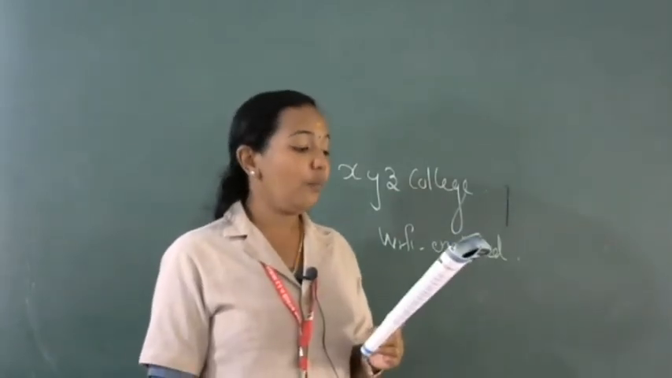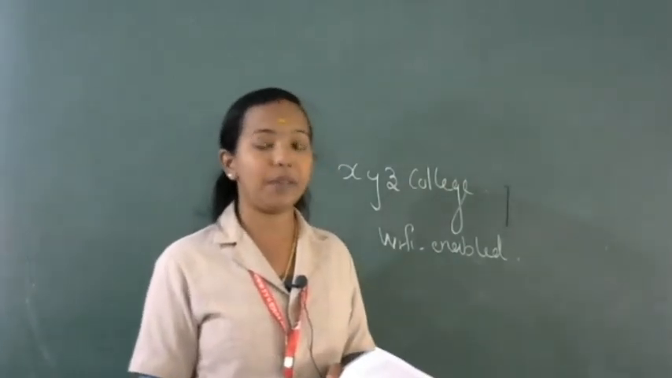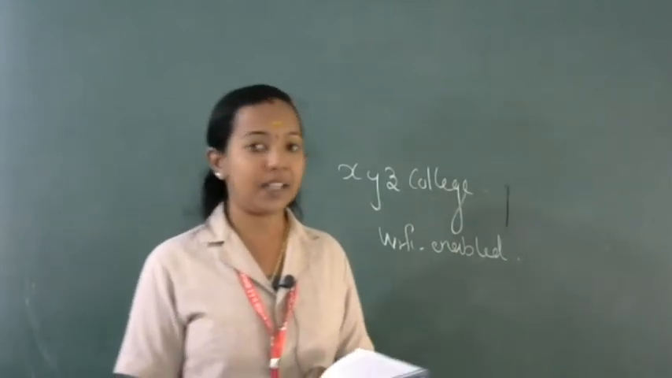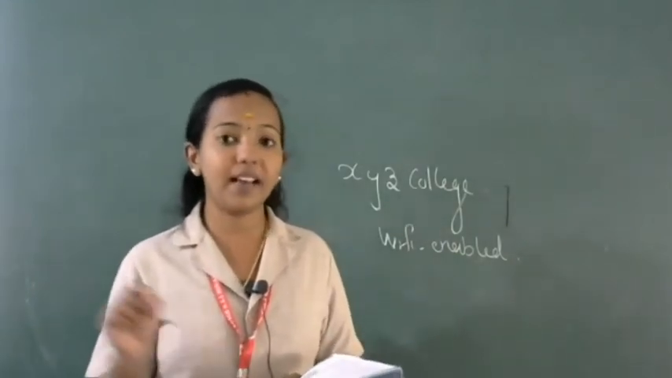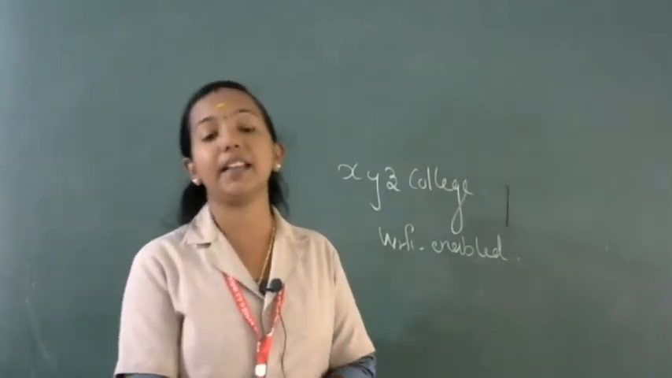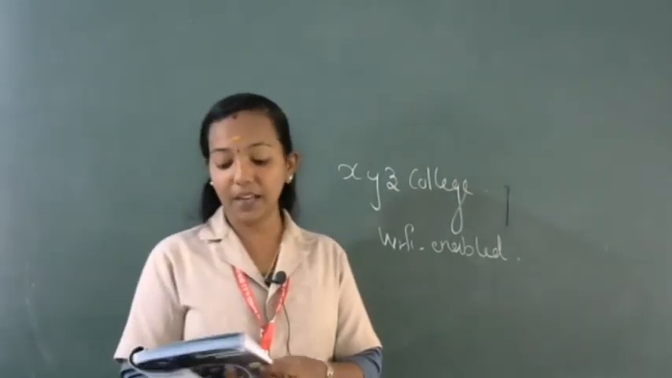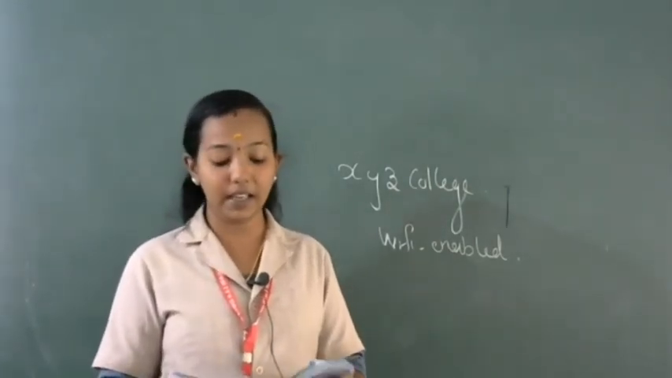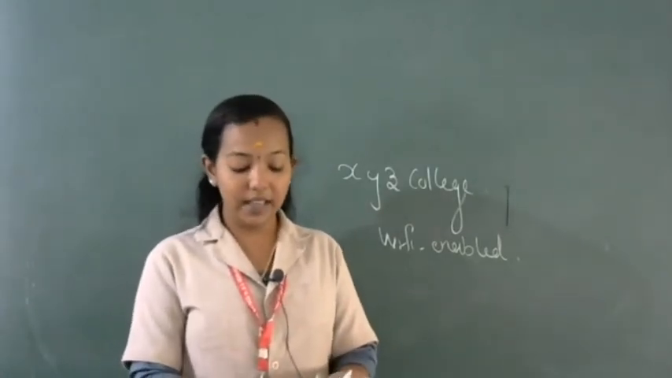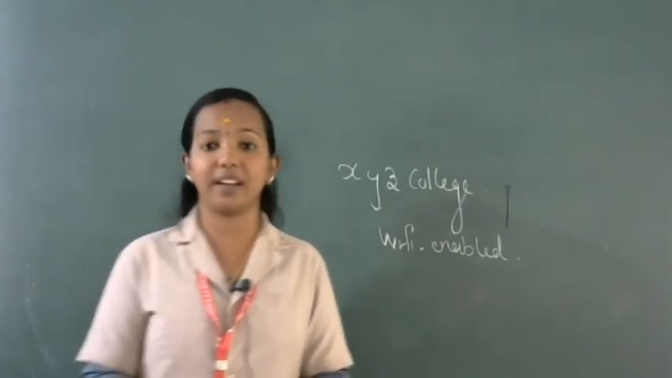Then the first question is, what is Wi-Fi? Wi-Fi stands for wireless fidelity. That is the full form of Wi-Fi. The second question: how is the Wi-Fi facility implemented in the campus? Then, in your textbook, we already studied the internet access sharing method.